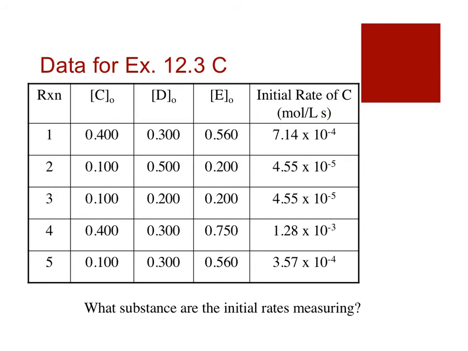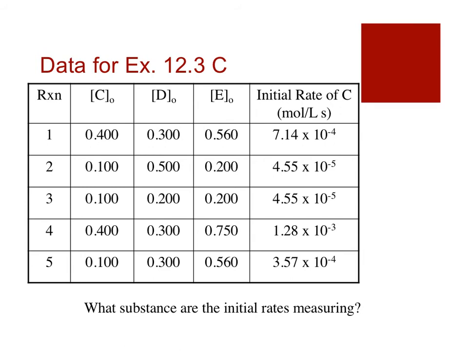So if we wanted these rate data value points for D or E, we would have to look at the coefficients and change this column only accordingly. But that is the rate of C, based on these initial concentrations of 5 different reactions. So what's the rate law? Well, let's take a look at our trials.